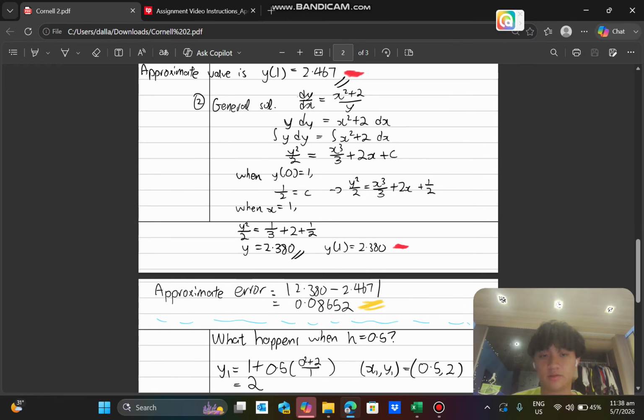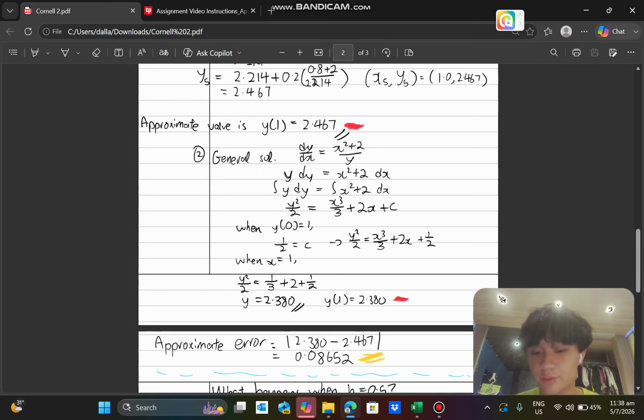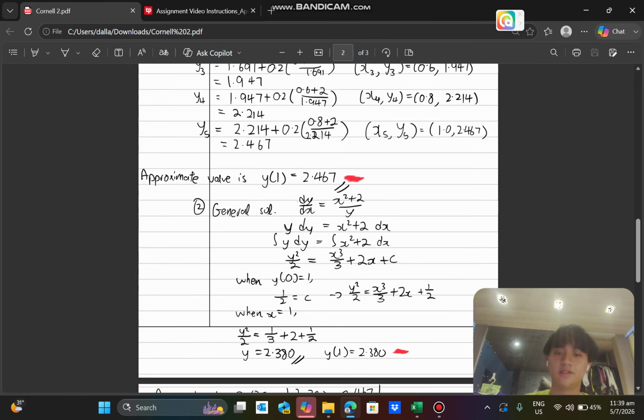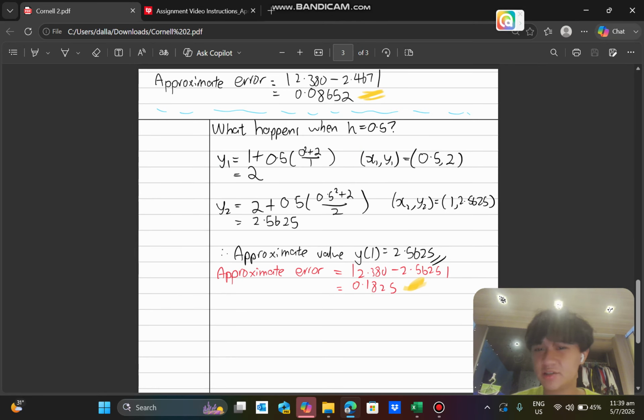So you can see, between the first and second answers, there's an approximate error of 0.08652. This shows that even though the step size is very, very small already, it actually changes the answer dramatically. This leads to the question, what happens when h equals 0.5?